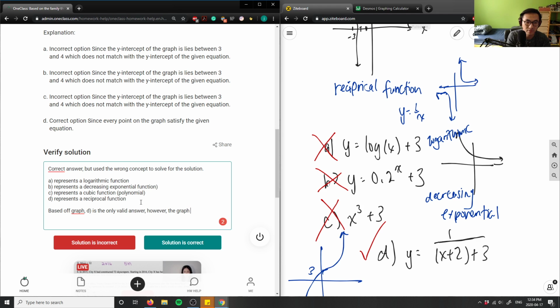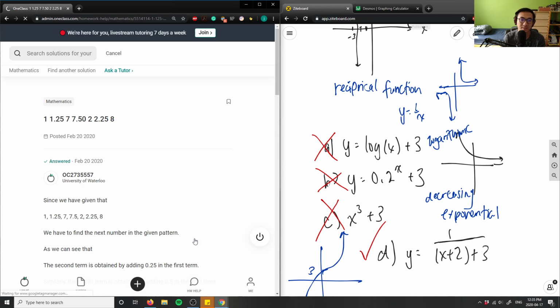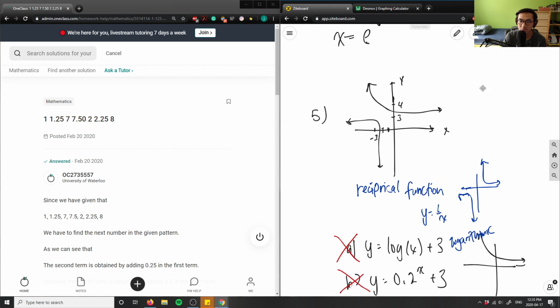However, the graph does not actually equal whatever they had here, which is y equals 1 over x plus 2, plus 3. It actually does not equal that. So I'll say the solution is correct, but they're wrong. They're using the wrong logic here. So this is question 5.